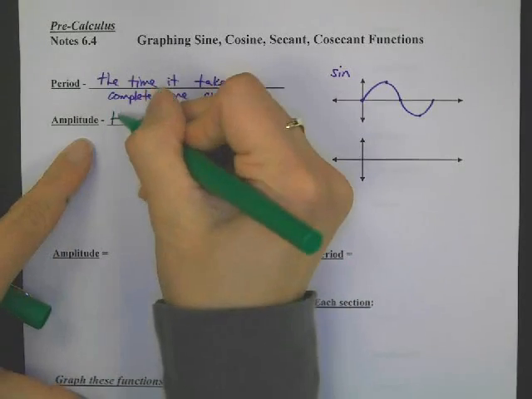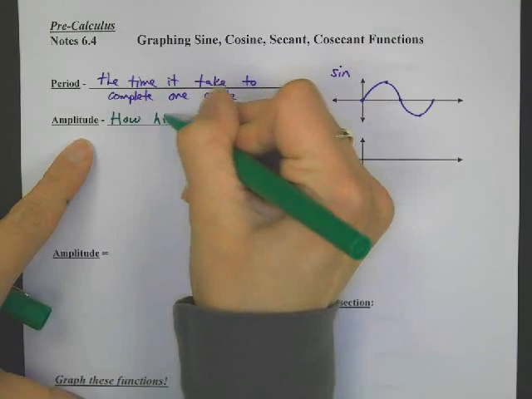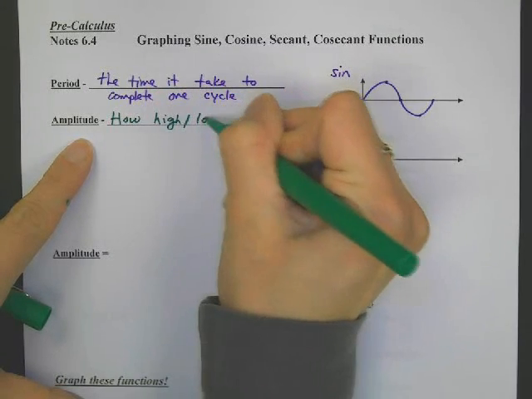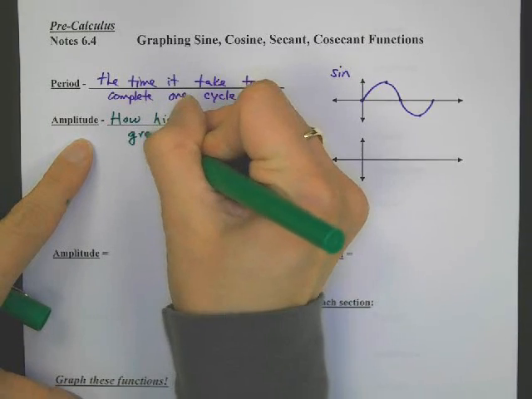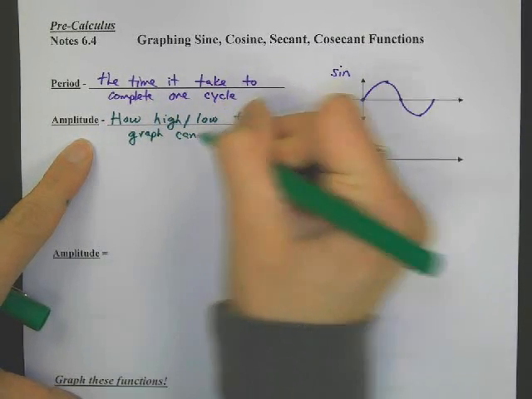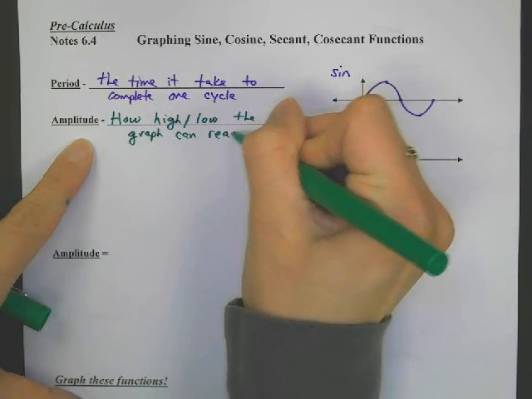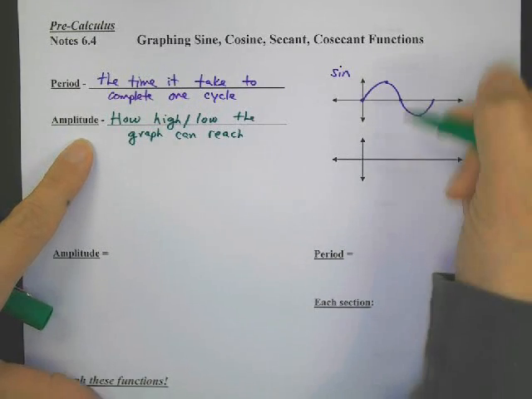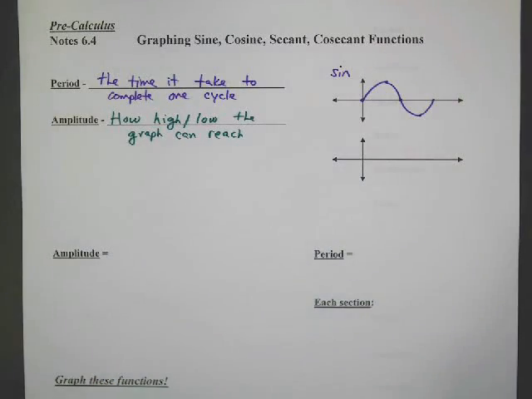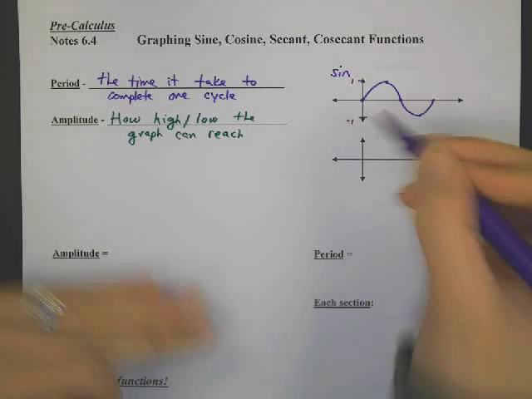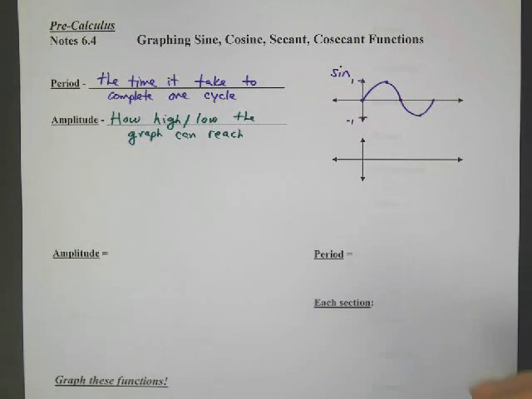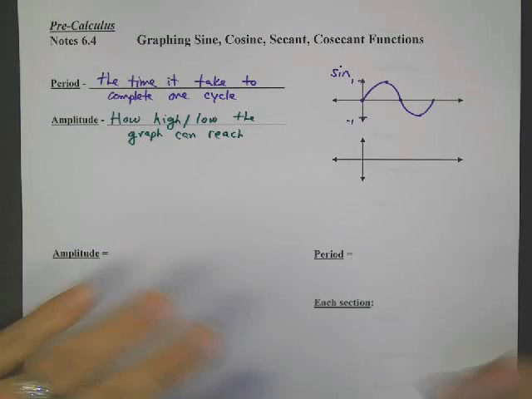Amplitude is how high or low the graph can reach. So we're talking about sine and cosine here. They have amplitudes. A normal sine graph, like the spaghetti ones, reaches up to a point of 1 and as low as -1. Unless we're stretching them out, that's how the basic ones are.